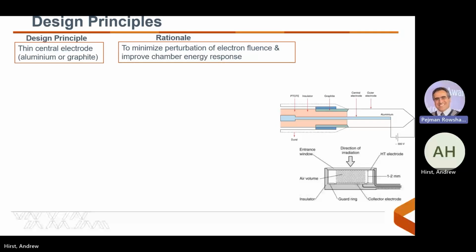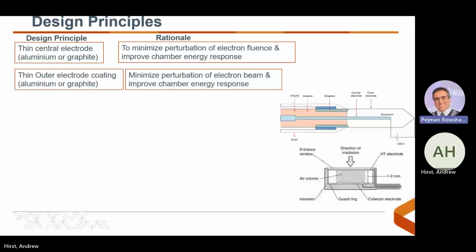So there's benefits and negatives to using each one. Depends on the specific use case there. You have a thin outer electrode coating, again, aluminium or graphite, and for the same reason, depends what specific benefit you want out of your ionization chamber.